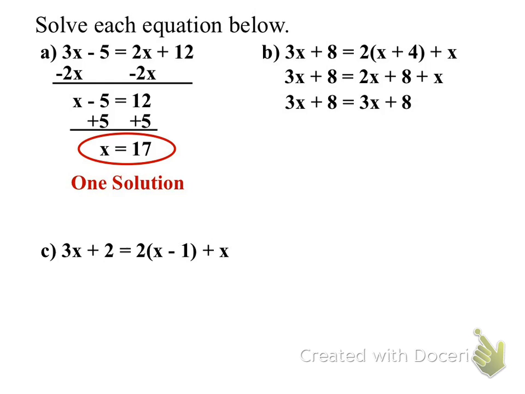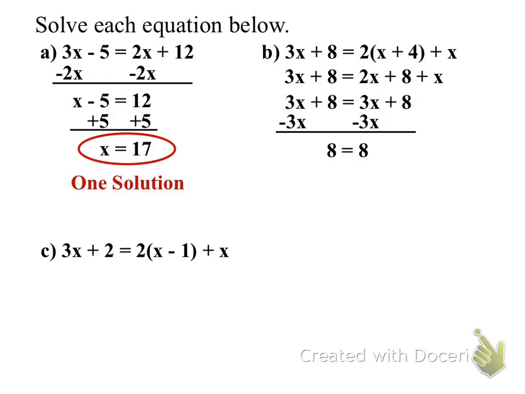David, subtract 8 on both sides. How about 3x? Can we move the 3x? Add 3x on both sides. Okay. And we're left with? 8 equals 8. What's wrong there?